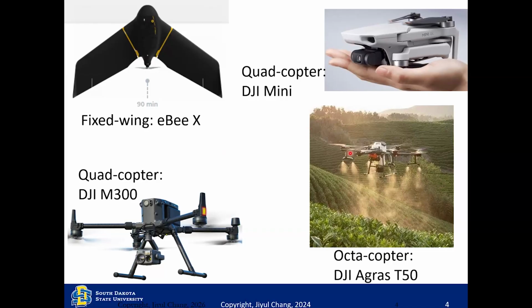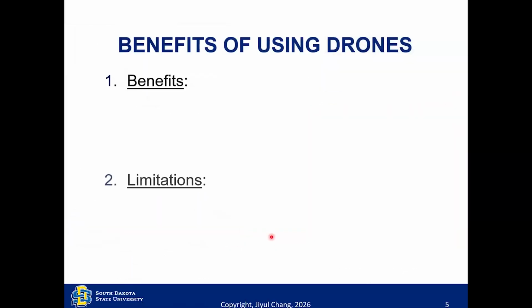And this is a big multi-rotor drone called an octacopter drone. This example is the DJI T50. This drone is used for spraying fertilizers and herbicide. So these are examples of the drones. Then I'd like to talk about the benefits and the limitations when you use a drone.